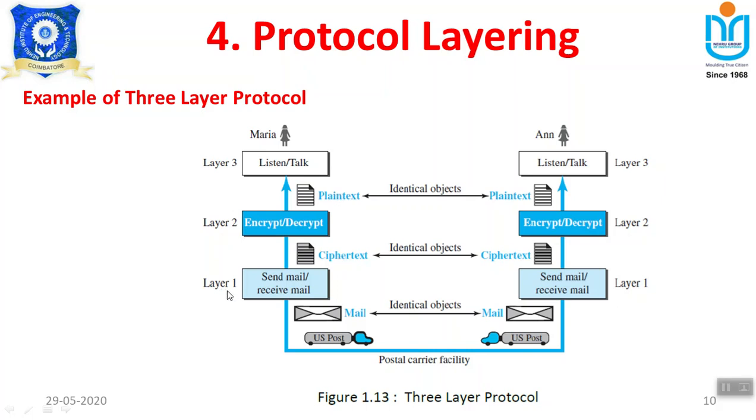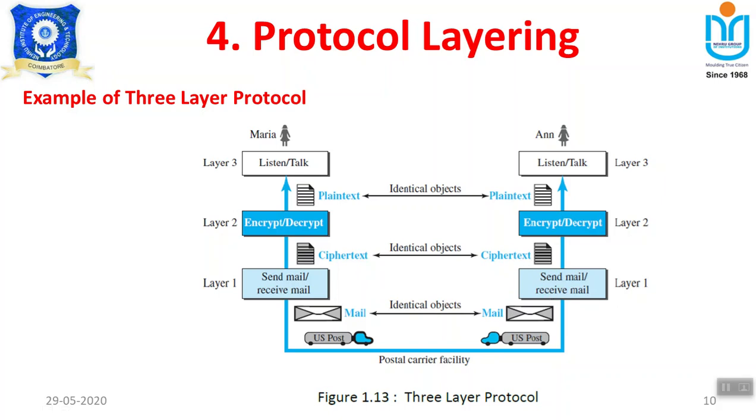And the third layer, that is layer 1. The layer 1 has the responsibility to send the mail from Maria to Anne. So the third layer is the physical medium, which uses the transmission medium to transfer the mail from the sender Maria to the receiver, Anne. So when the receiver Anne receives this mail, what would be the format of this mail? It will be in the form of ciphertext. Ciphertext means it is in an unreadable format.